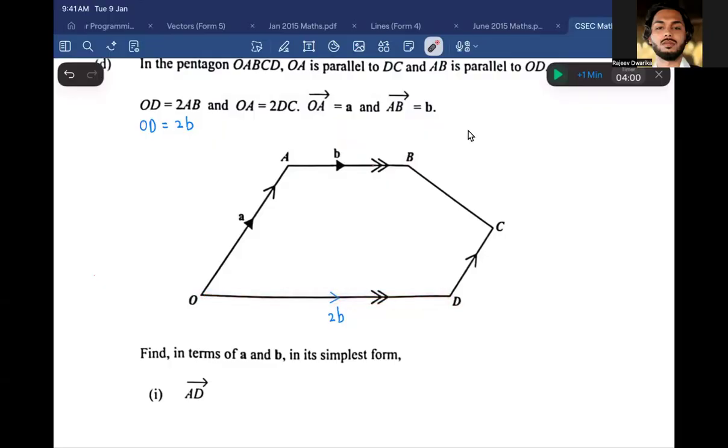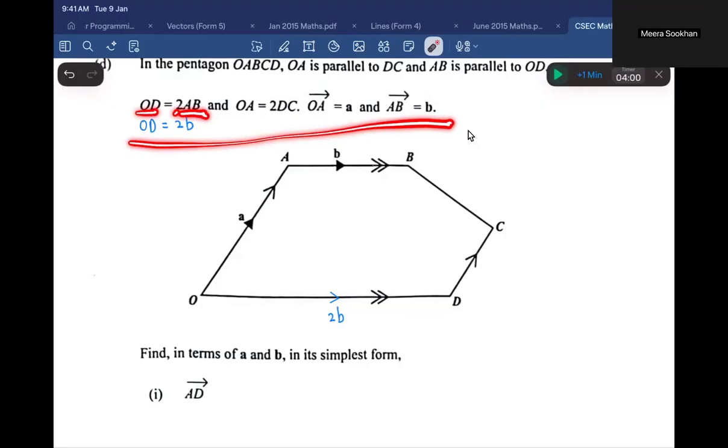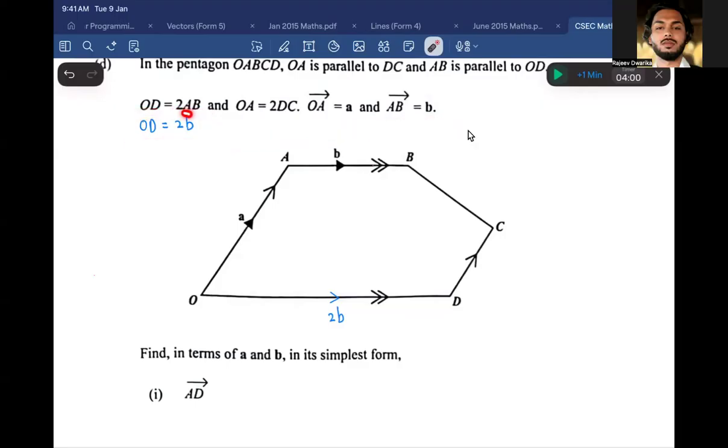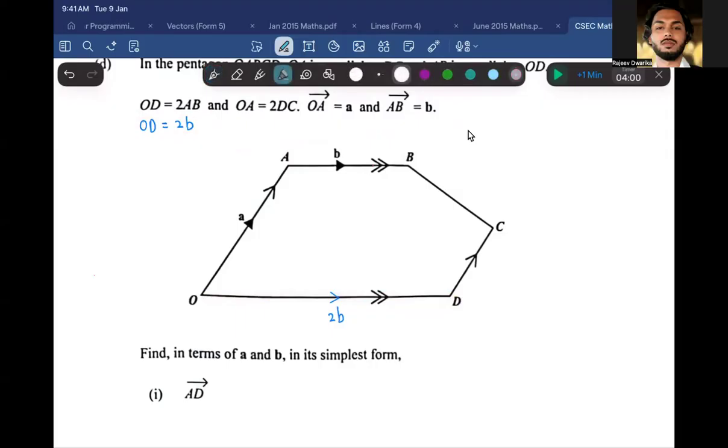Right. So watch. OD is equal to 2AB. And what is AB? What are we using to represent AB? What are we saying AB is, right here? AB is B. Right. So I'll make a substitution and instead of writing AB, I'll write B. So OD is 2B. Understand? Yeah. Okay, cool.